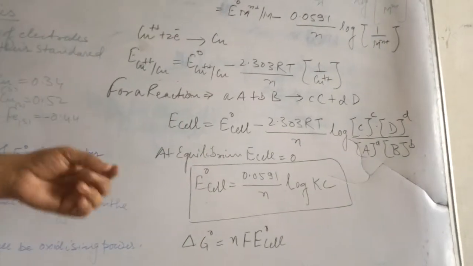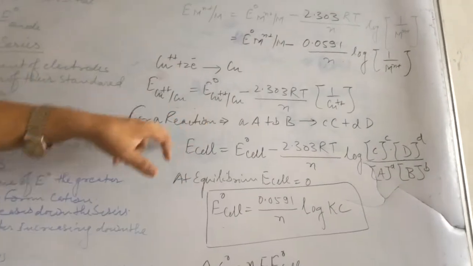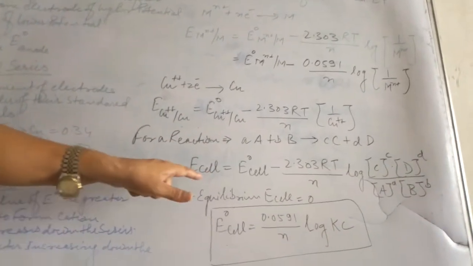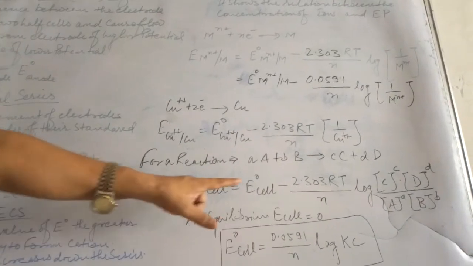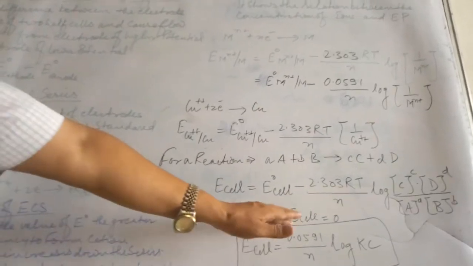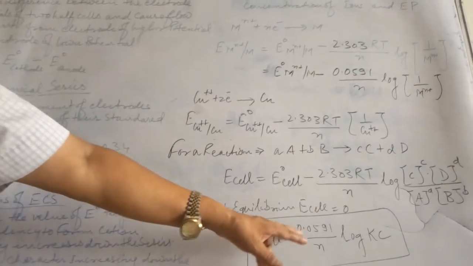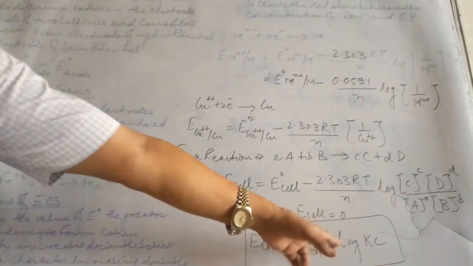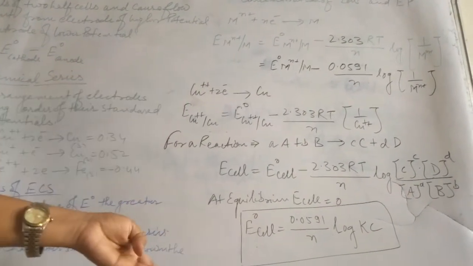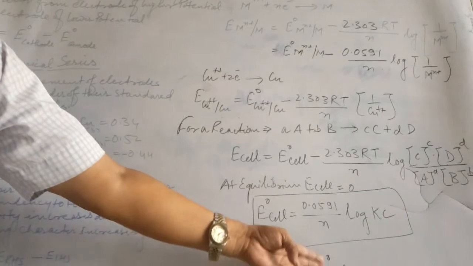At equilibrium, the electromotive force, E cell, of that particular cell becomes 0. At equilibrium, what becomes 0? E cell. But the value of E naught of the cell is something. So at equilibrium, if E cell is 0, then we can write E naught of the cell equals 0.0591 upon n log Kc. This is the formula. And in the case of Gibbs free energy, this formula is also given here: del G naught equals minus nF, Faraday's number, E naught cell.